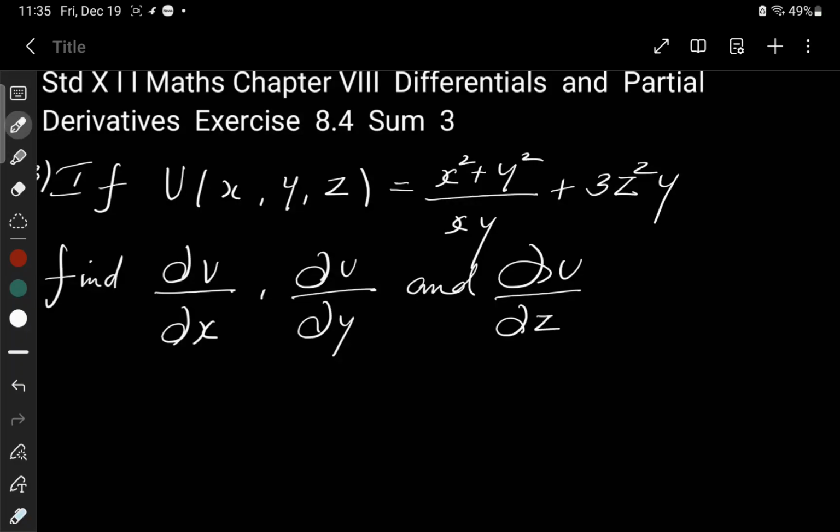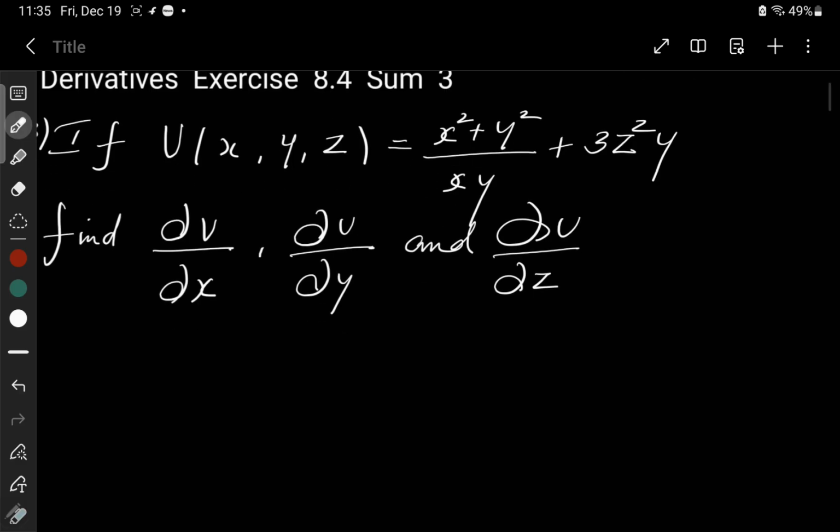See Standard 12th Maths Chapter 8 Differentials and Partial Derivatives. Exercise number 8.4 Sum number 3. If u of x comma y comma z, that is u is a function in terms of x, y, z, is equal to (x square plus y square) by xy plus 3z square y. Find dou u by dou x, dou u by dou y, dou u by dou z.